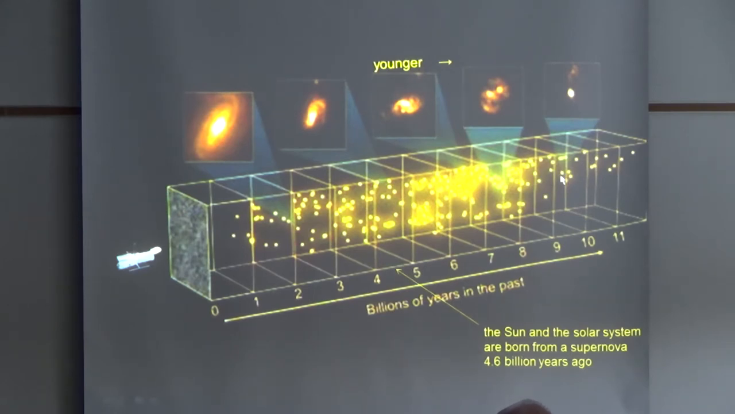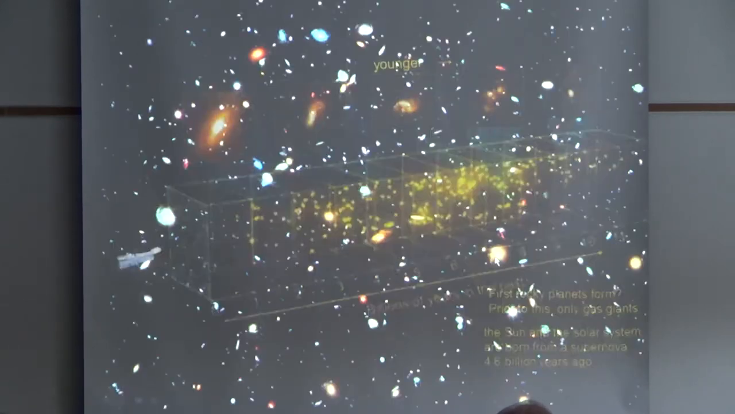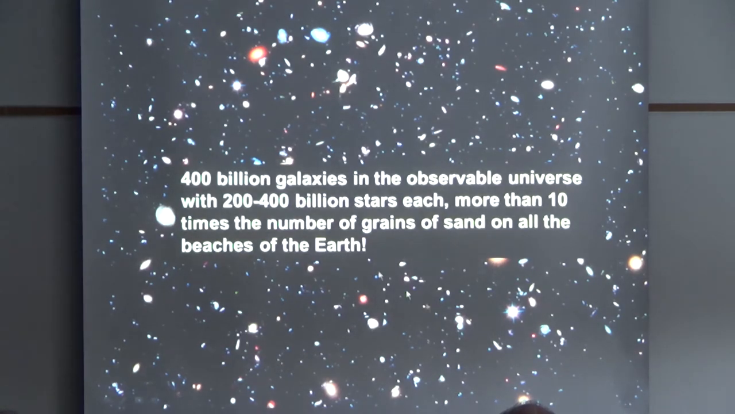So if there were first solar systems, they could have only had gas giants of pure hydrogen and helium, like Jupiter and Saturn, though they do have some organics. The first rocky planets probably didn't come into being till about 7 billion years ago. So the Earth is not a first generation rocky planet. We're a latecomer to this show. And there are 400 billion galaxies in the observable universe with 200 to 400 billion stars each, more than 10 times the number of grains of sand on all the beaches of the Earth. And if you have a bottle of water today, there's about 10 times more atoms in that bottle of water than there are stars in the observable universe.